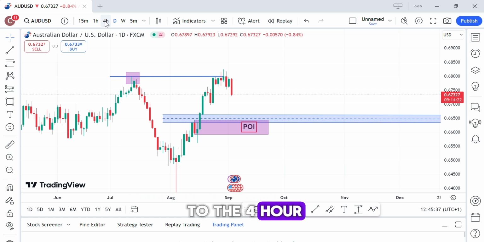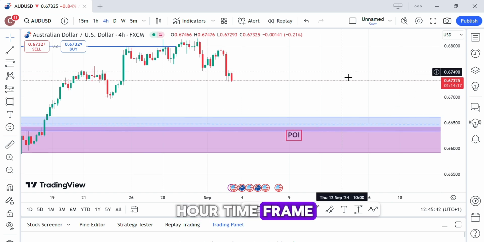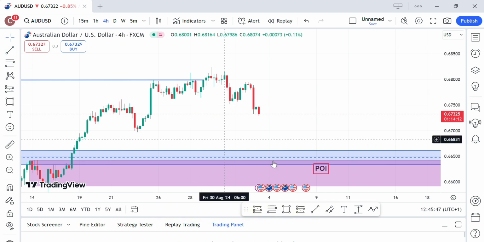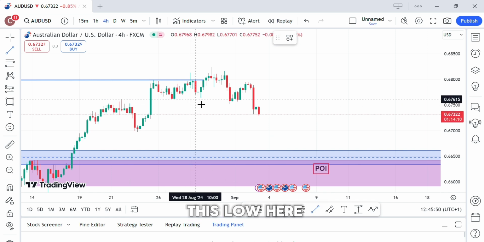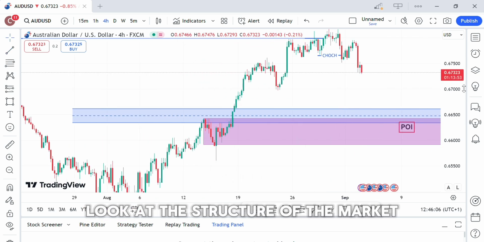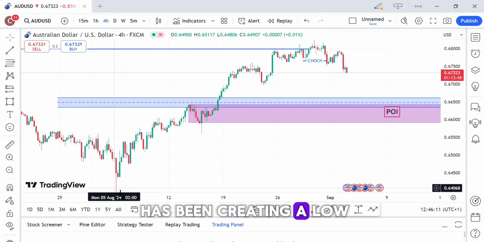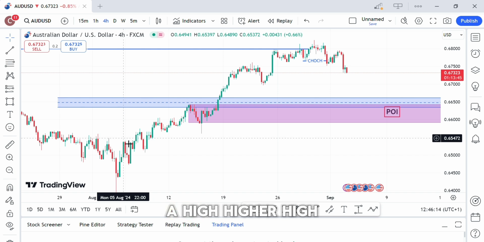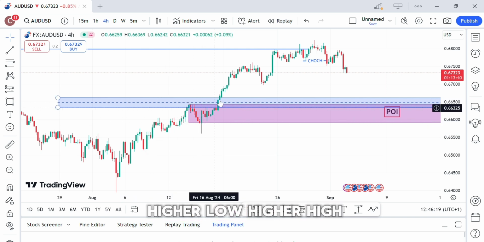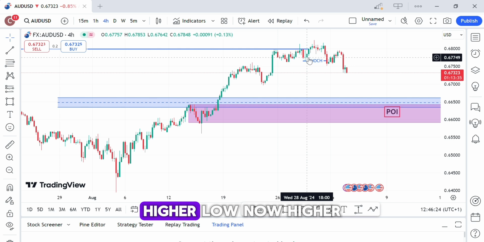Now let's move to the 4-hour time frame to clearly see what the market is doing. On the 4-hour time frame, it shows that the market is actually going to sell, because the market took out this low here and created a change of character. Look at the structure of the market before taking out that low. On the 4-hour time frame, the market has been creating higher high, higher low, higher high, higher low, higher high, higher low, higher high, higher low, higher high, higher low.